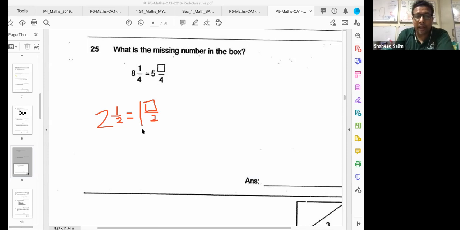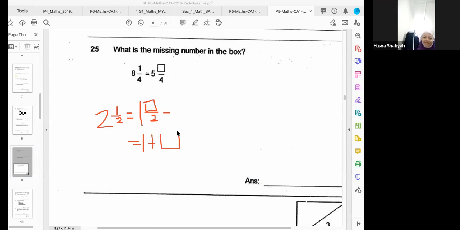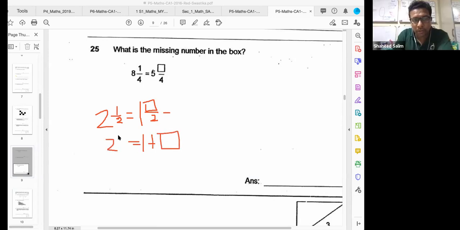So they say 2.5 is equal to 1 and something. So how to do? Well, this is one whole, right? So you can take 2.5. You know this is 1. 1 plus what is equal to 2.5? You ask yourself. 1 plus what? 1 plus 1.5. See, 1 plus 1.5 is 2.5.